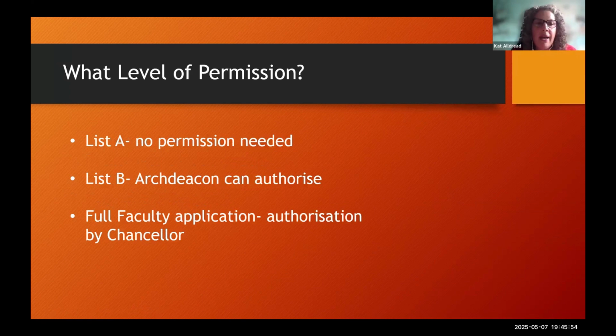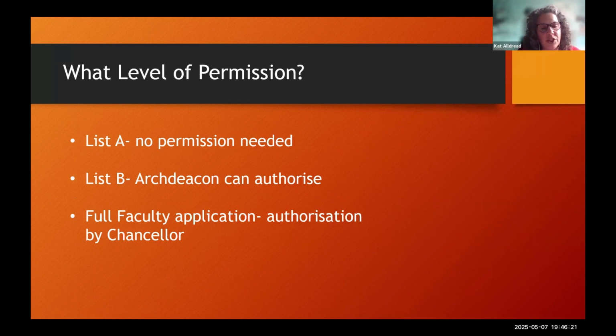I want to talk about other levels of permission as well as faculty. And these are shorter processes. So there are some works that churches can do. We have list A and list B, which are appended to the faculty jurisdiction rules, essentially. And they are literal lists of things.